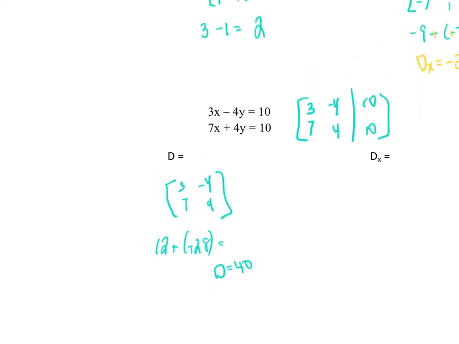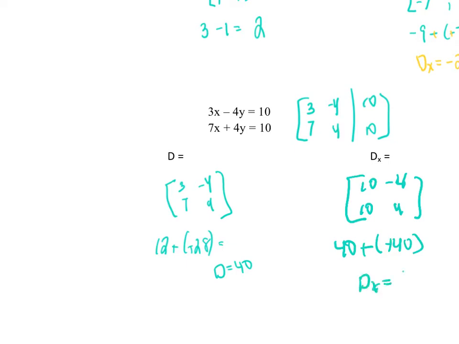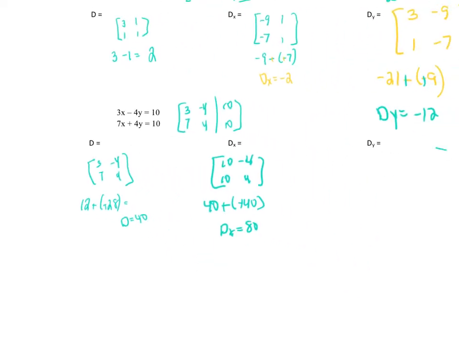So now I'm going to find D sub x. I'm going to replace my x value coefficients with the answers. Keep the y's. So my major is 10 times 4, which is 40, minus the minors, which is 10 times negative 4, which is negative 40. So this becomes 40 plus 40, so D sub x equals 80. Now to find D sub y, I take my coefficients of x, 3 and 7. I put my answers in the column for my y. Major would be 3 times 10, which is 30, minus the minor, 7 times 10 is 70. So D sub y equals negative 40.